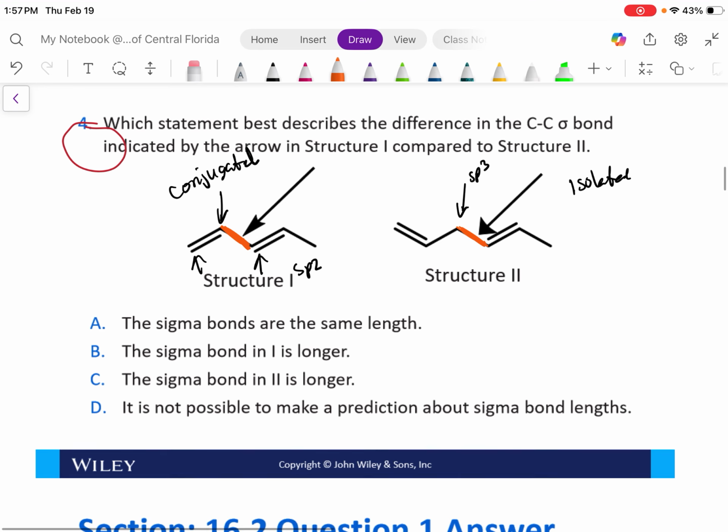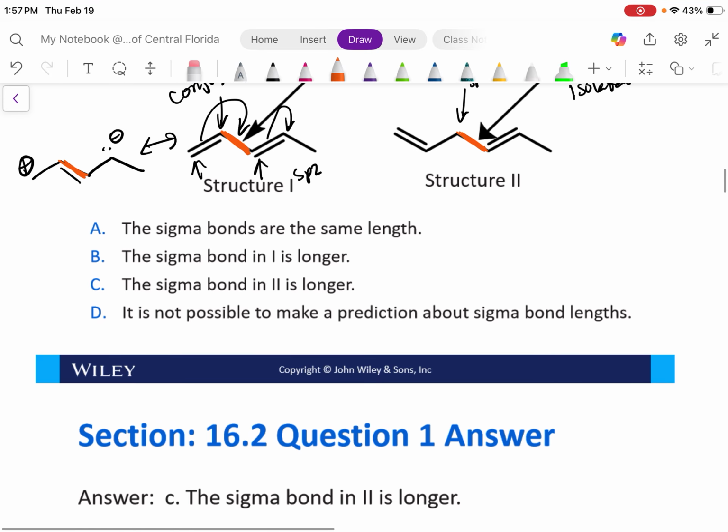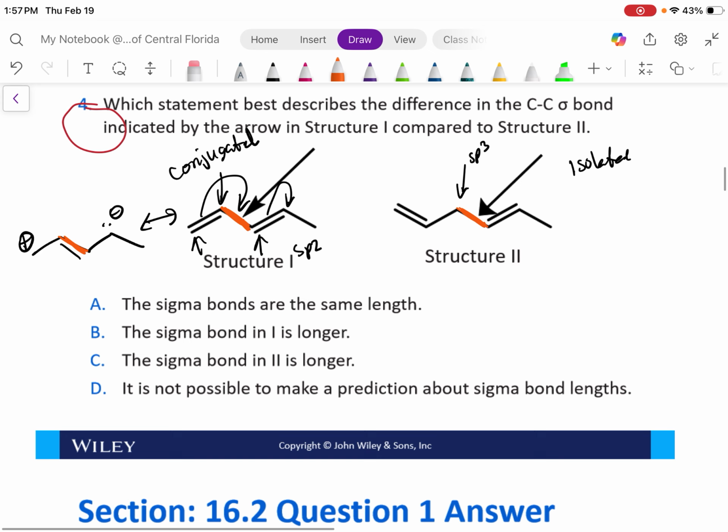Why? Because we can draw a resonance structure that looks like this. We could take those electrons and go like that. You have a resonance structure like that. And so now you can see that this orange bond right here now has double bond character. So it's going to be shorter than what we would expect. So how did they say the correct answer is? Yeah, that would also say the same thing.